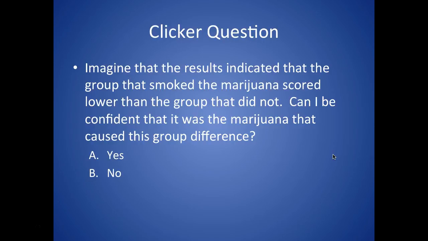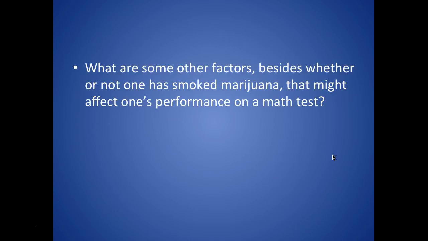So, imagine that the results indicated that the group that smoked the marijuana scored lower than the group that did not. Can I be confident that it was the marijuana that caused this group to be different? It turns out that the answer to that is no. What are some other factors besides whether or not one has smoked marijuana that might affect one's performance on a math test?